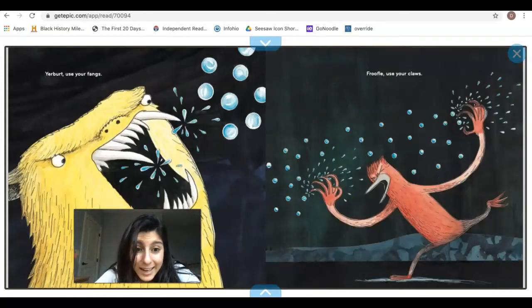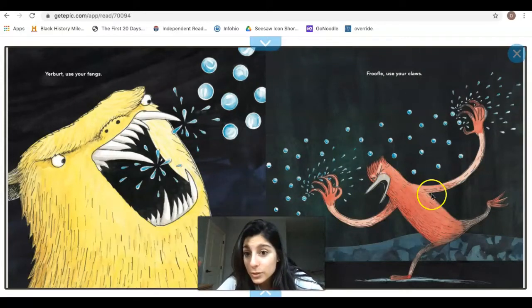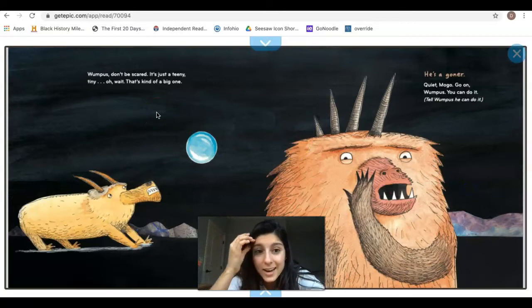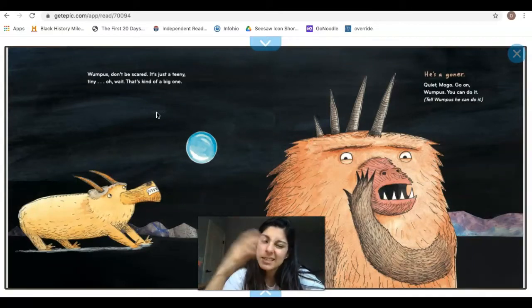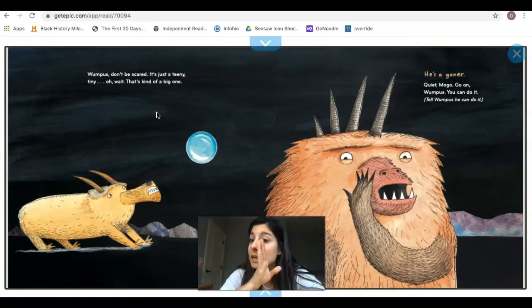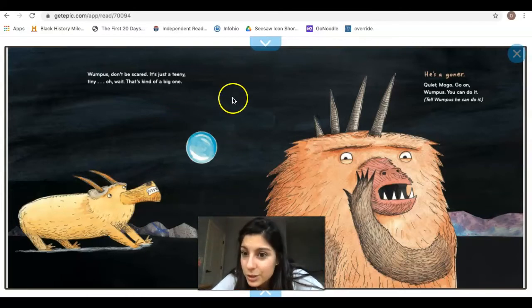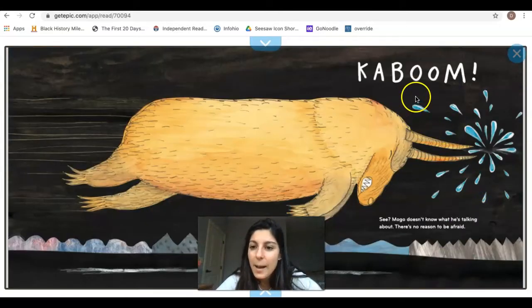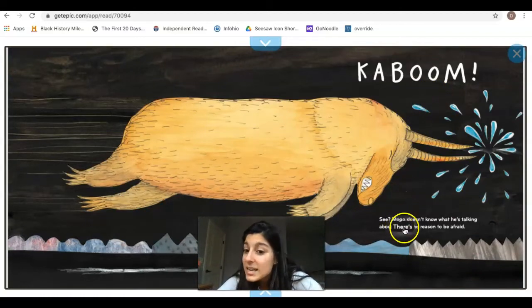Yobert, use your fangs. Froofle, use your claws. Wumpus, don't be scared. It's just a teeny, tiny... Oh, wait, that's kind of a big one. He's a goner. Quiet, Mongo. Go on, Wumpus. You can do it. Tell Wumpus he can do it. Kaboom! See? Mongo doesn't know what he's talking about.